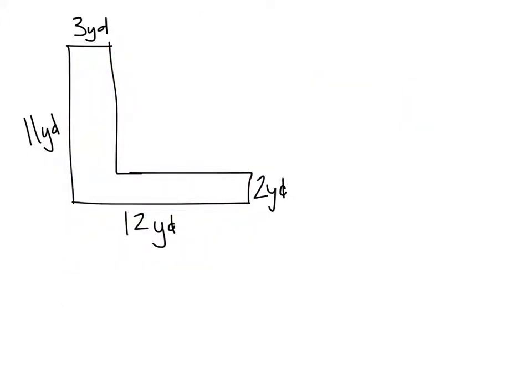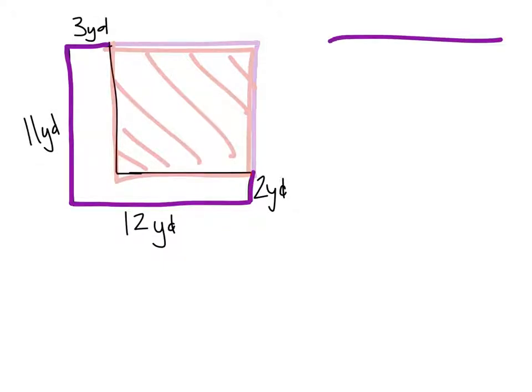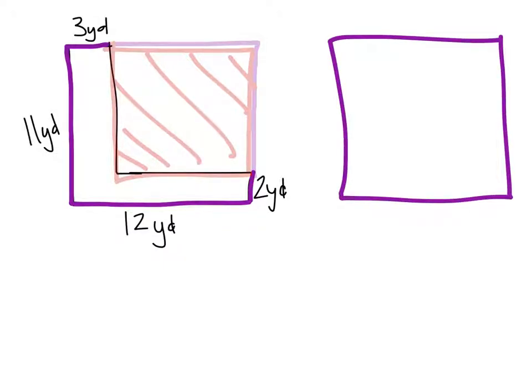So the other way to do it is to take this whole shape, and what I'm doing from here is I've outlined what would be a bigger rectangle. So I have this rectangle here. However, when we look at it, this part of the rectangle doesn't exist right here. So if I treat the purple one as a large rectangle, so again we can draw that separately like this, then it's a 12 yard by 11 yard rectangle.